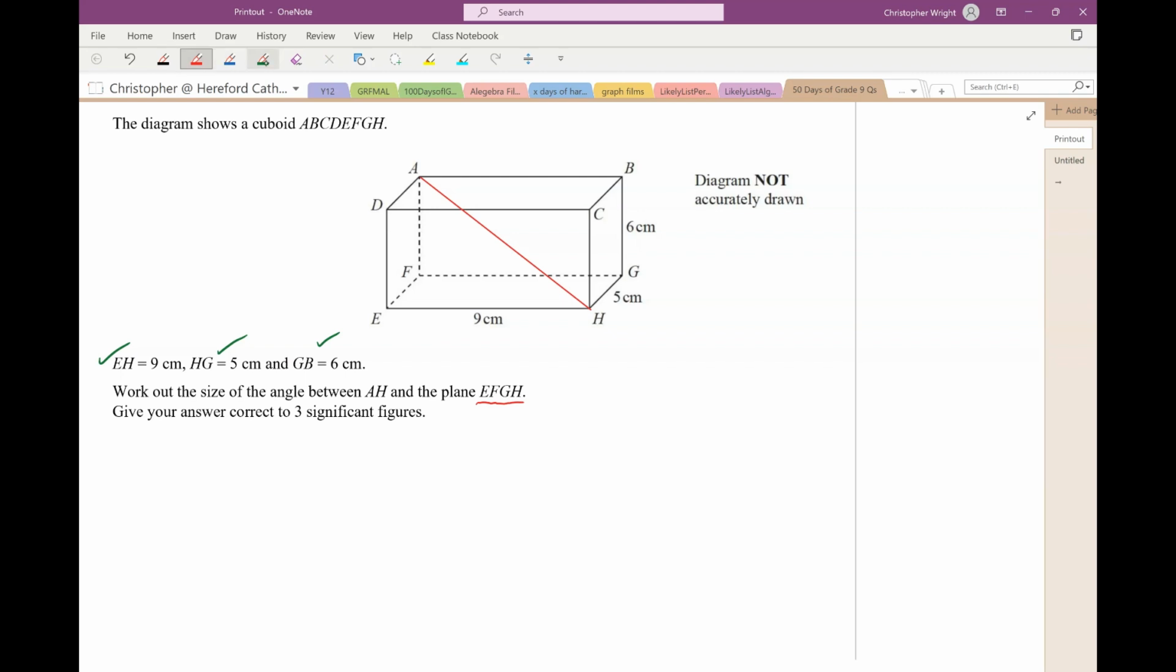So what I need to do is imagine the sun shining directly above this point, and its shadow would lie here. So the angle I'm being asked for is the angle between AH, which is here, and this line. Imagine the shadow of the line AH, and that's where it ends up. So I'm being asked for this angle here. I'll call it alpha. That's the angle I'm being asked for. I've got to give my answer to 3 significant figures.